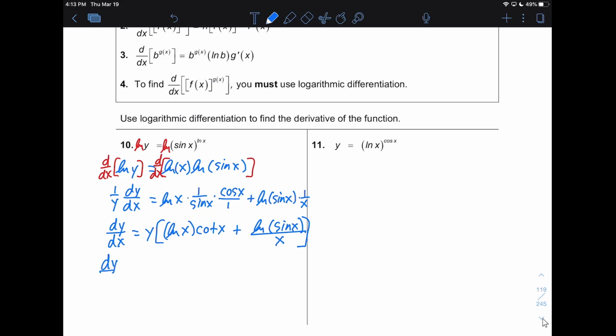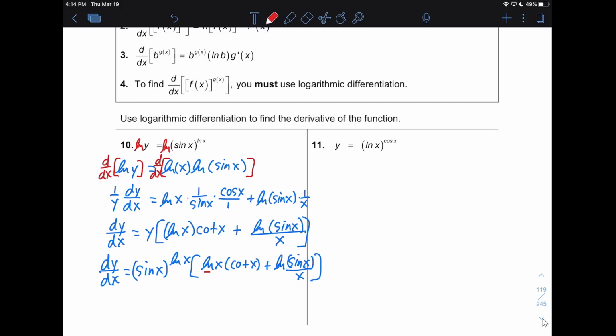So dy dx would be sine of x to the ln of x times ln of x times cosine of x, or cotangent of x, and then plus ln of sine of x divided by x. So that would be a fine answer.